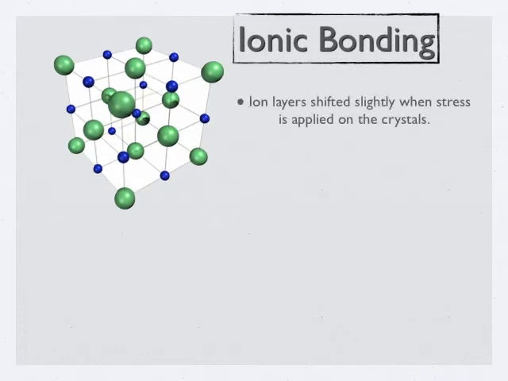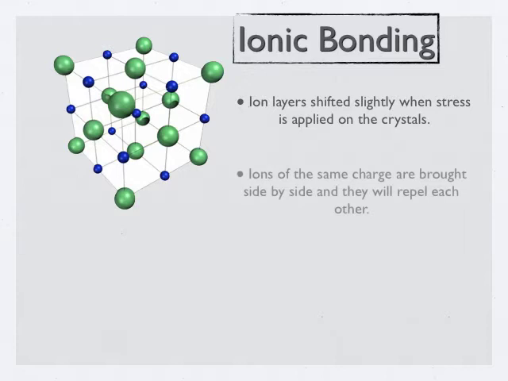And also, ions are highly brittle. So a little bit of pressure will cause them to be shifted. When ions of the same charge are brought together, they will repel each other. That is why you notice that salt is always very powdery, very brittle. But sugar, you will see in huge, bigger pieces, all right?